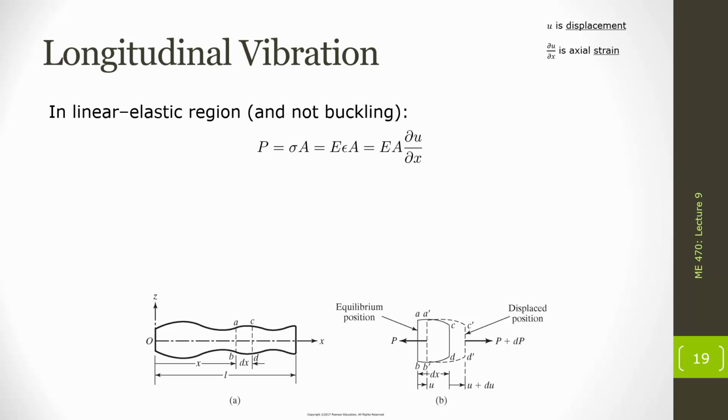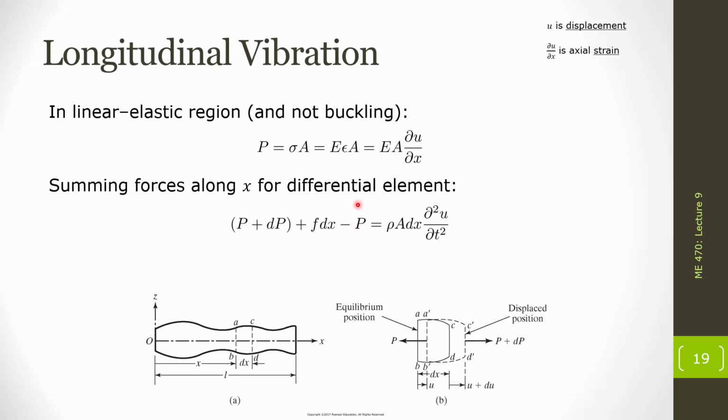And what I want to do is sum forces along the x direction for this element. In this picture, we have the internal normal force on the left-hand side and on the right-hand side. And not pictured here, but I will include it in the equation, I can have some external axial force acting on the section as well. So if I sum forces, to the left I will have a negative P from the left-hand side of my cut surface.